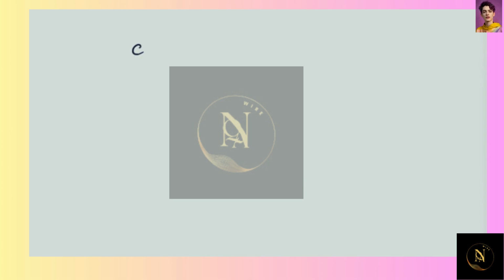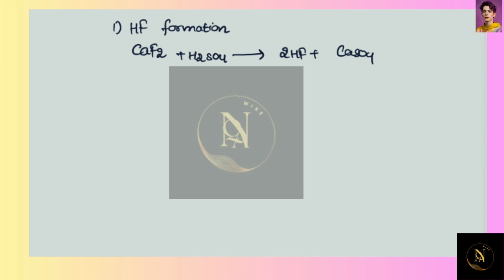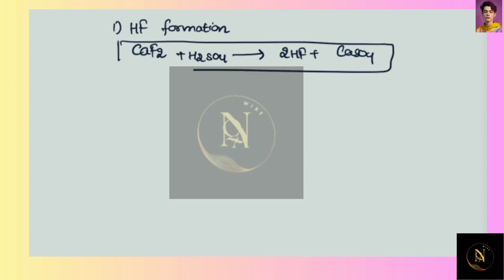So if we see here, we are considering this HF formation reaction. CaF2 is a reactant, and we are treating this CaF2 with H2SO4. So what we will be getting is 2 moles of HF and calcium sulfate. So this is the overall reaction for the formation of HF. This is the main reaction here.